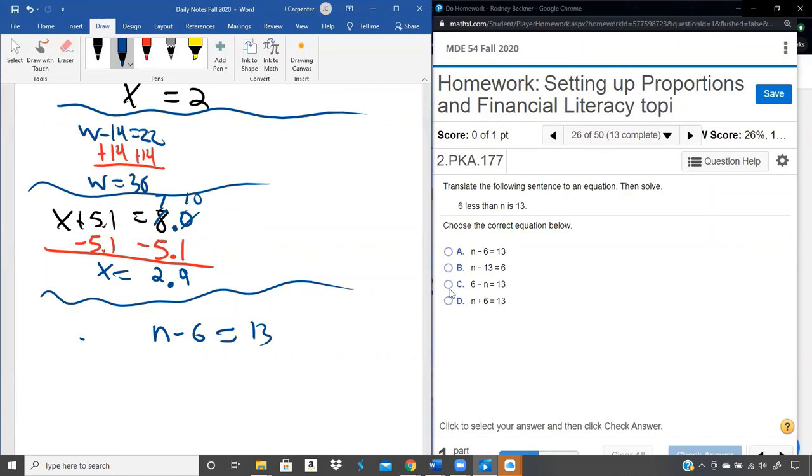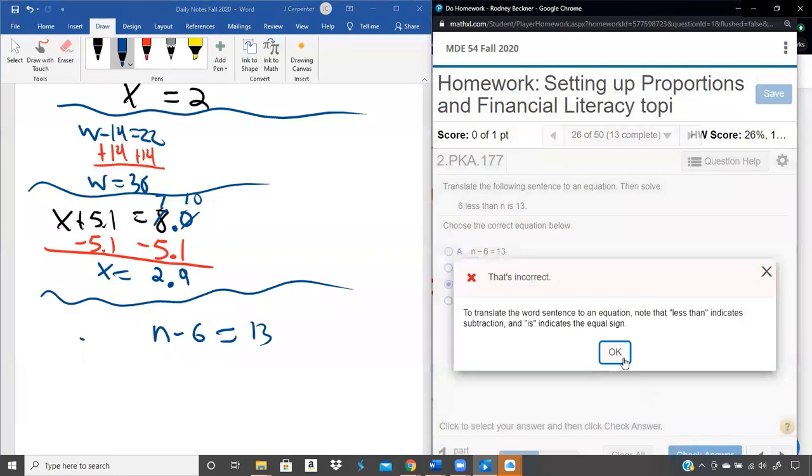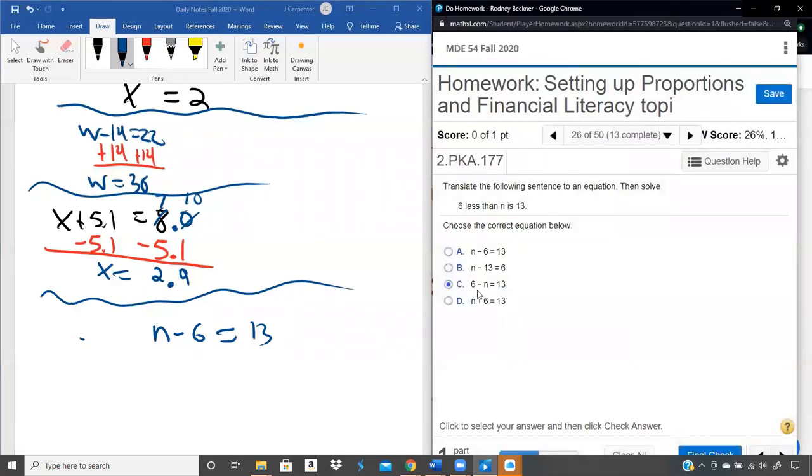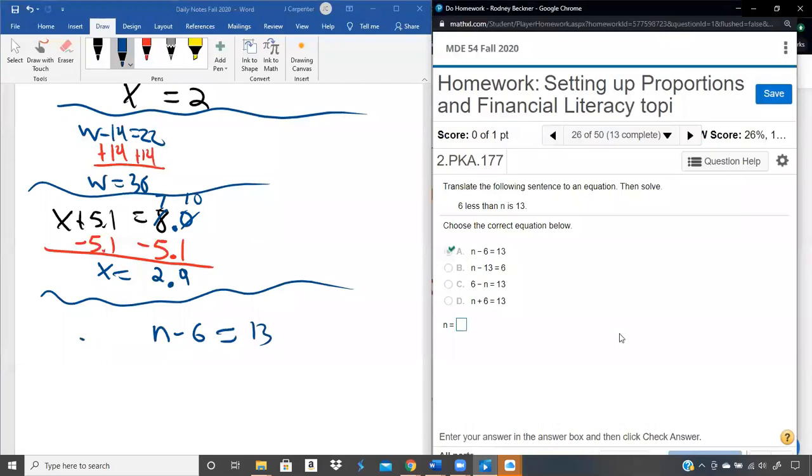Maybe you don't trust me on that less than. Let's try C. 6 minus n. Check. Nope. Note, less than indicates subtraction, but they don't even remind you that they reverse it. So you might, well, that is a subtraction. Well, again, Mr. Beckner reminded you at least multiple times that it reverses it. All right.